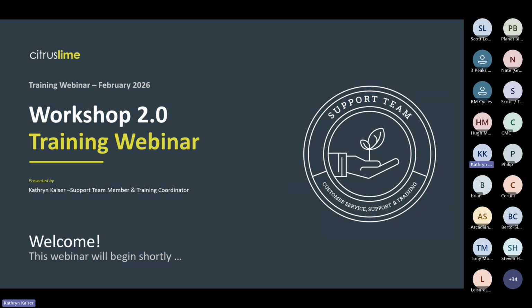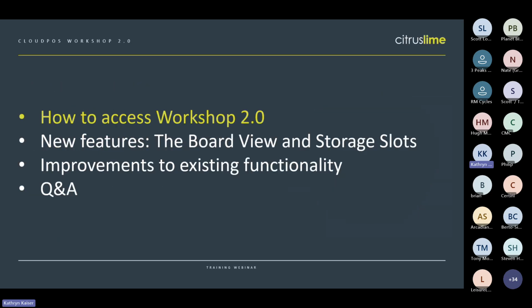Today's webinar will cover, first of all, how to access Workshop 2.0. Then we will talk a little bit about the new features that we've added in, specifically the board view and storage slots. We'll then go on to talk about the improvements to existing functionality that we've made, including enhanced searching, improvements to job management, new payment and communication features, calendar and scheduling updates, and some enhancements to Book My Bike In.